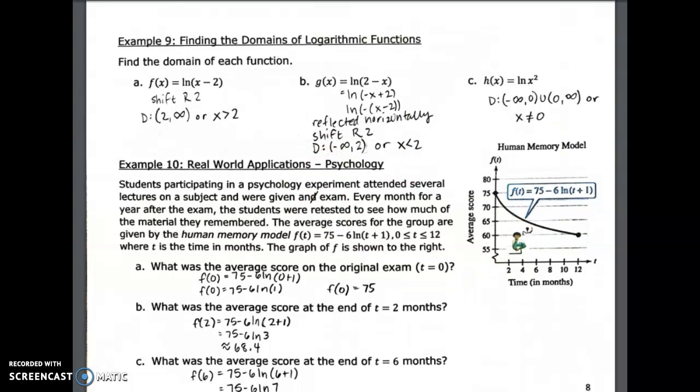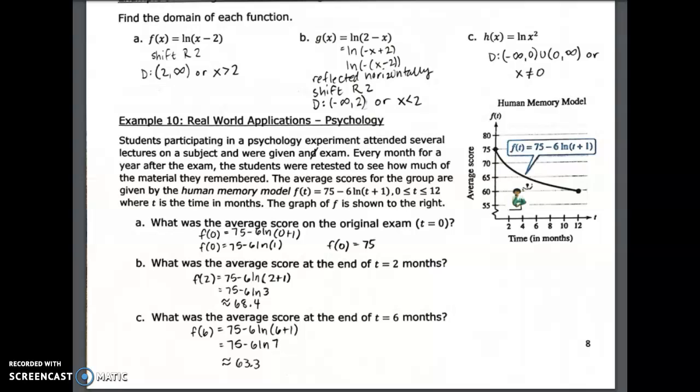In number 10, we're applying a word problem. They're giving us a logarithmic function that is being modeled in this graph over here, of basically the student's memory of test material over a certain number of months.